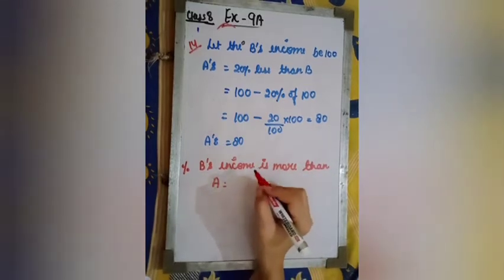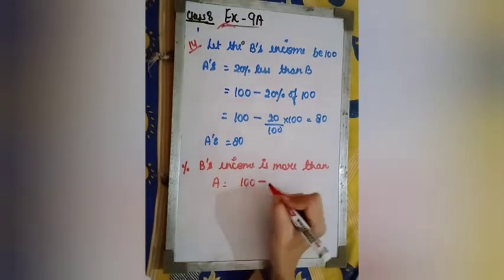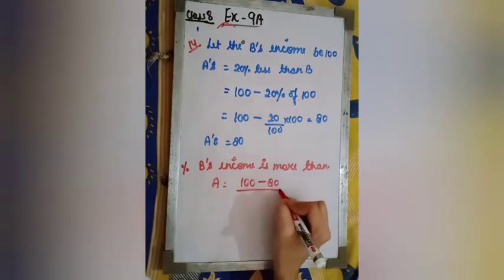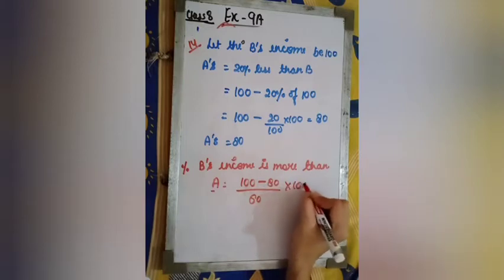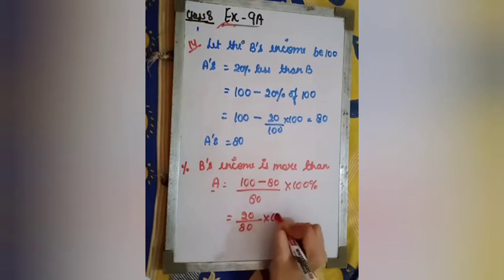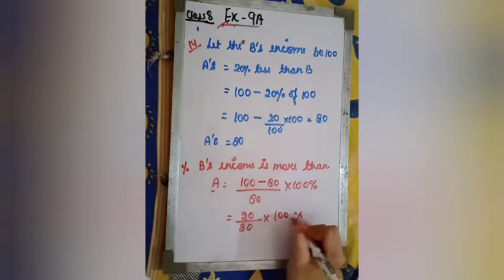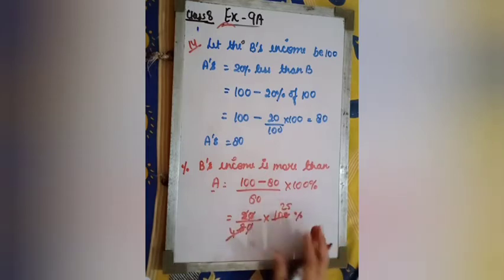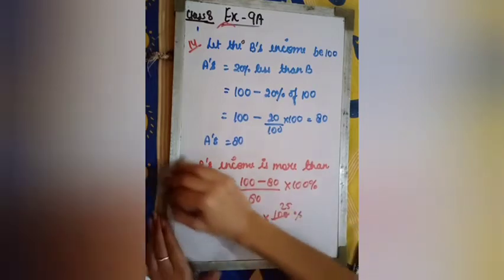Okay, so B's income was 100 and A's income was 80. We divide by 80 because we are comparing with A, into 100. Now solve it. It will be 20 upon 80 into 100. It's 2 4s are 8, 25. So it is 25%. So B's income is more than A by 25%. Right, now move on to the question number 16.